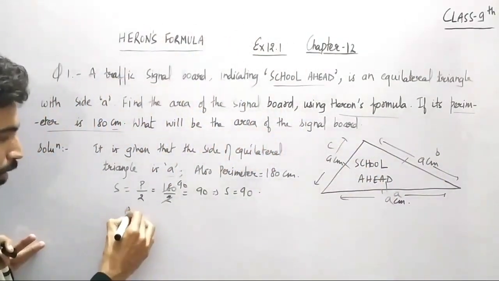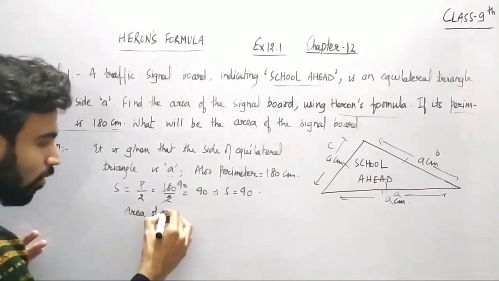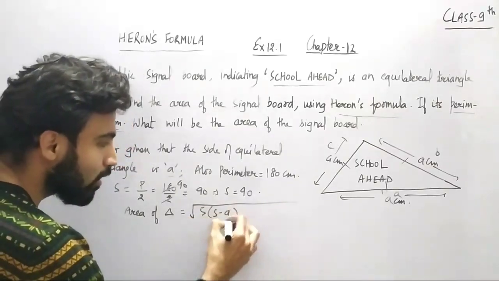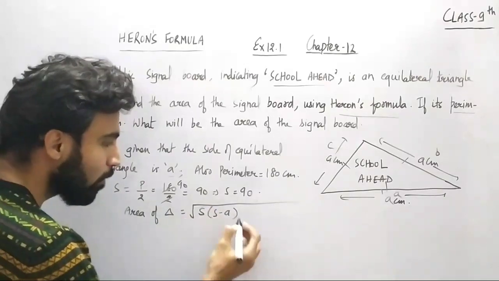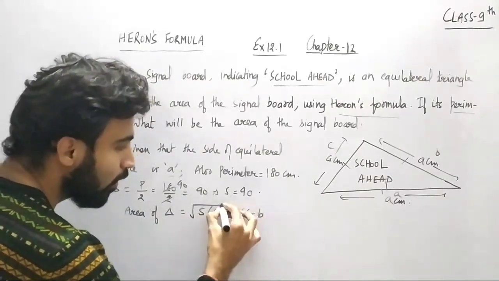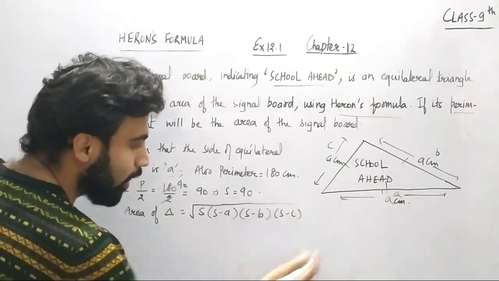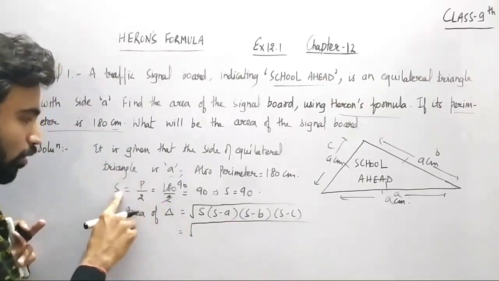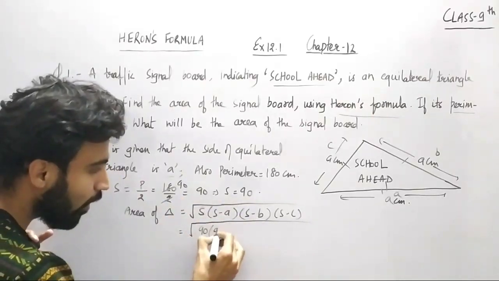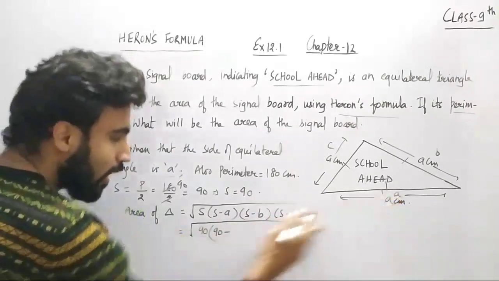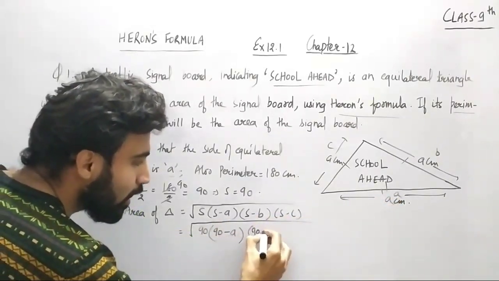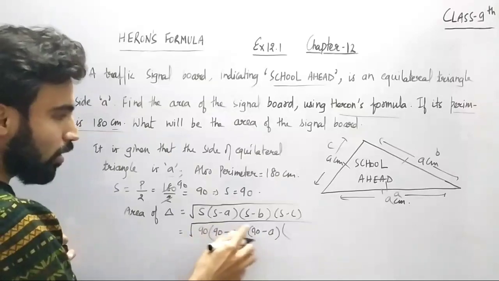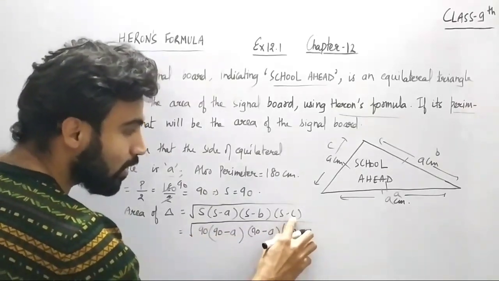Now let me apply the formula. The area of the triangle by Heron's formula is the square root of s into s minus a, then s minus b, then s minus c, right? You can see we have all the values, so let us substitute them. The value of s is 90, then 90 minus a, where a is a, then 90 minus b. The value of b is also a centimeter. Then again 90 minus c, that is also a.